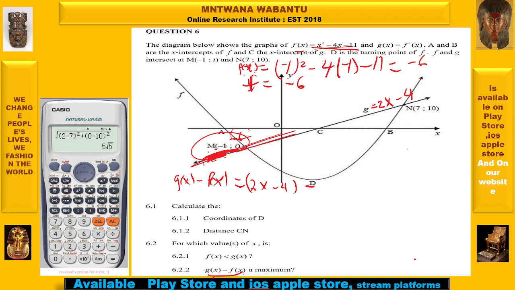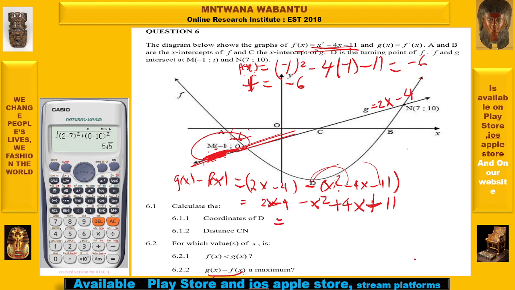Minus f(x). What is f(x)? This one they gave us here: x squared minus 4x minus 11. So now we're going to say this is the same as g(x). If you put it in, it's going to become 2x minus 4. I just write the way how to put it in. It's going to be negative x squared, negative and negative, positive 4x, negative and negative, plus 11. You just expand it, you open the bracket.